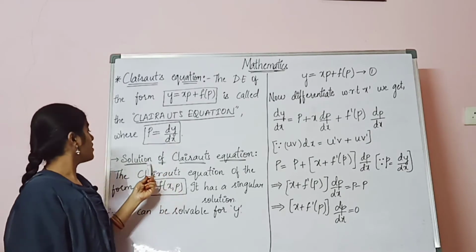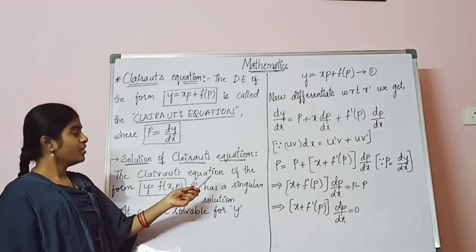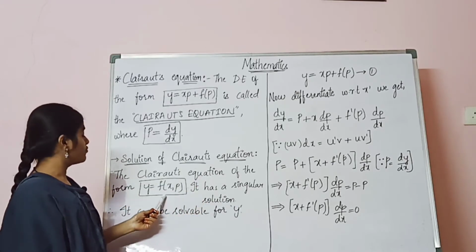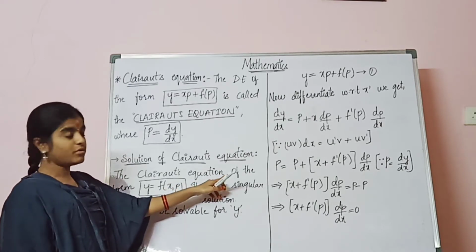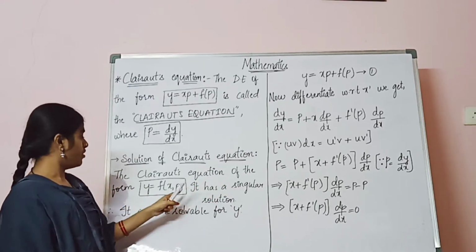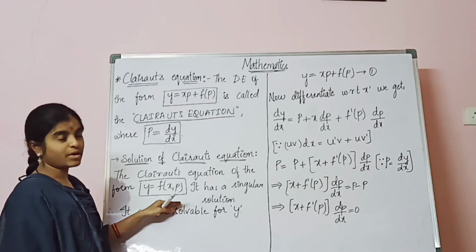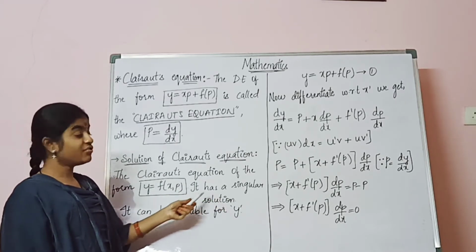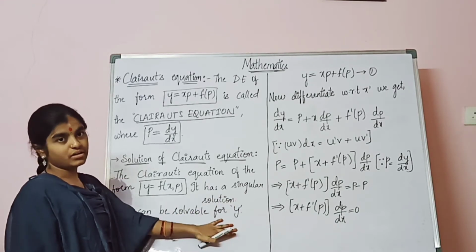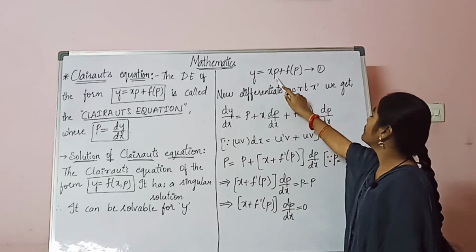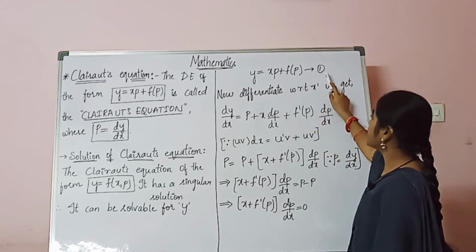Now let us discuss the solution of Clairaut's equation. Clairaut's equation is of the form y equals f of x comma p. This equation has a singular solution. Therefore, it can be solved for y. Now here y equals xp plus f of p, which we are considering as equation 1.